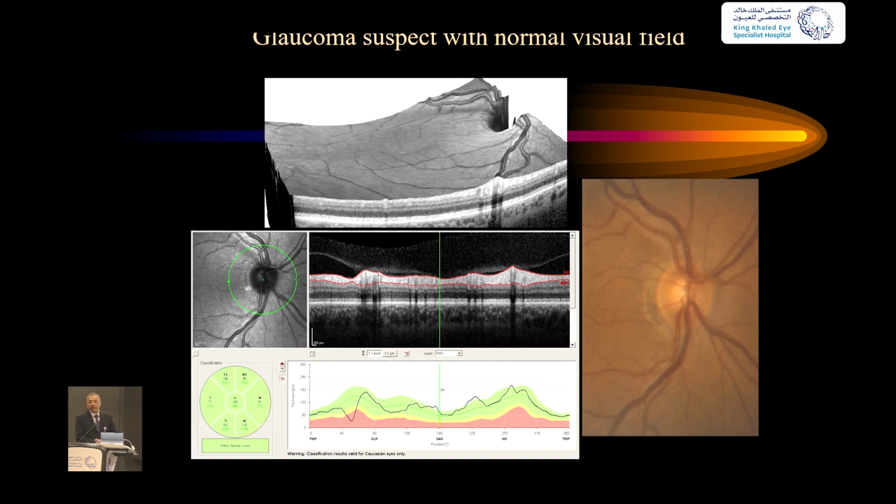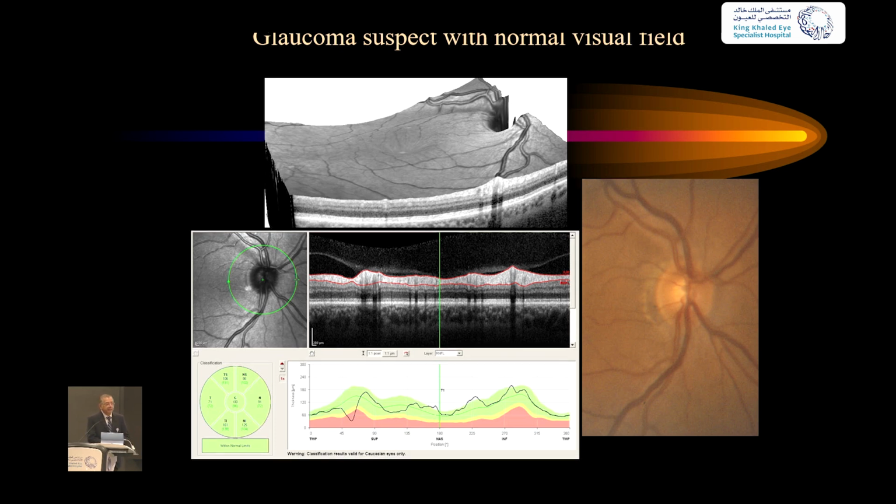And if you look at the 3D reconstruction, which you can easily do with a Heidelberg machine, you can see this gutter, this groove of nerve fiber layer thickness loss, into which this blood vessel is dipping in and coming out. You can see the pinch here in the nerve fiber layer. You can see the loss. You can see the blood vessel dipping in and coming out.